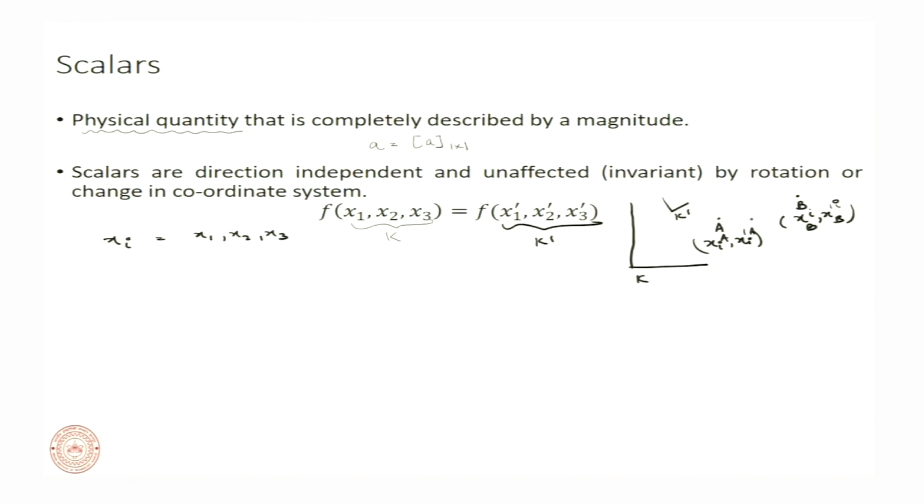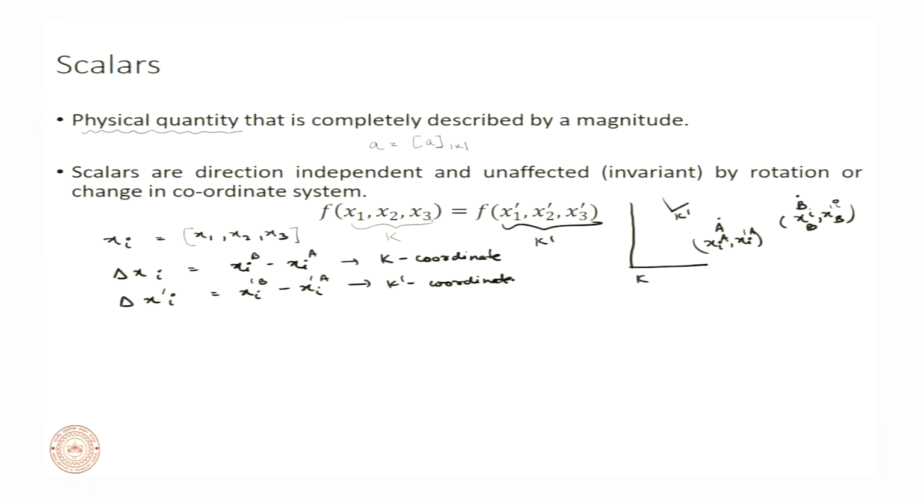If we take a difference of the two vectors, these are vector quantities. So, if we take a difference of these two vectors, then delta x_i for the k coordinate system is equal to x_i of B minus x_i of A. And for the k prime coordinate system, for the same two points A and B, delta x_i prime is equal to x_i prime of B minus x_i prime of A. This is for the k prime coordinate.